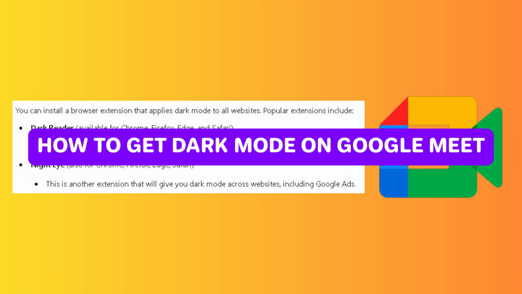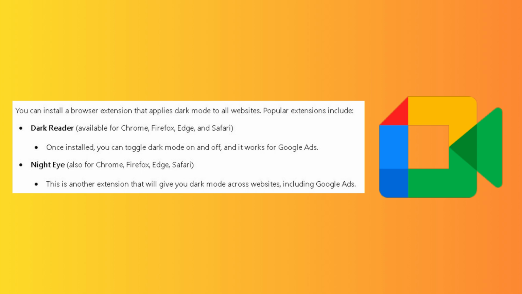In this video, you will learn how to get dark mode on Google Meet. First, you can install a browser extension that applies dark mode to all websites on Chrome. The popular browser extensions are Dark Reader. Once this is installed, you can toggle dark mode on and off, and it works for all of Chrome sites.